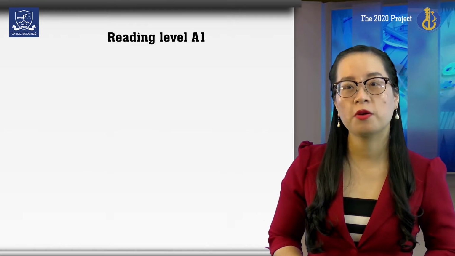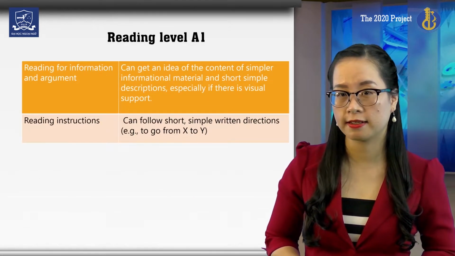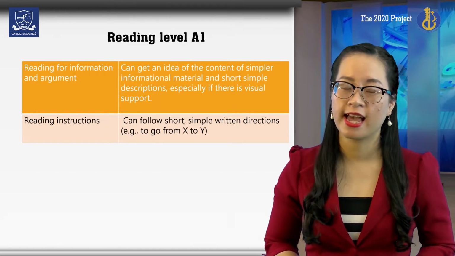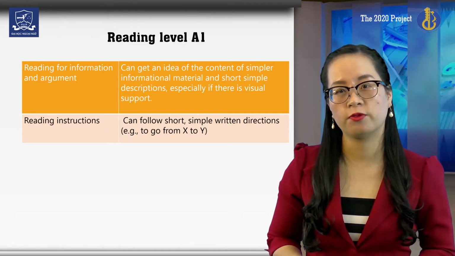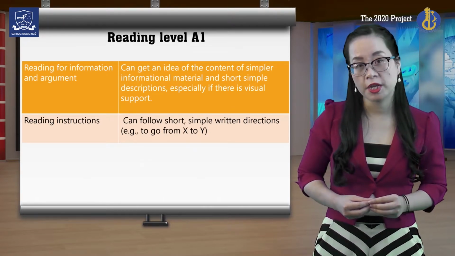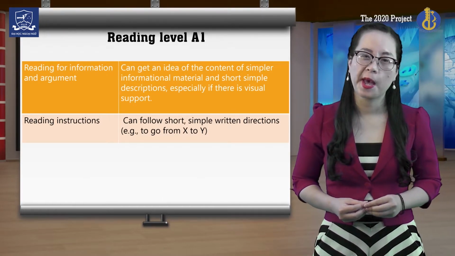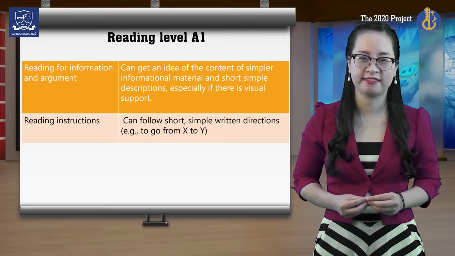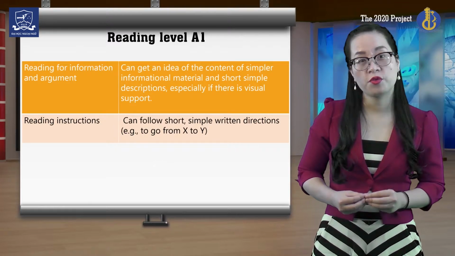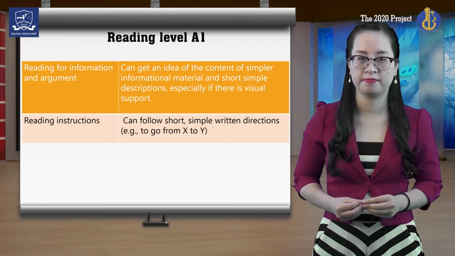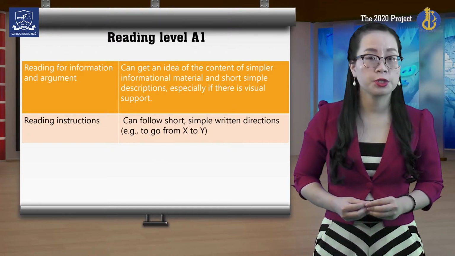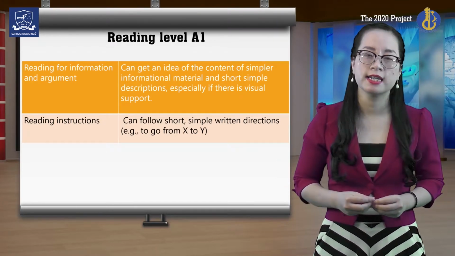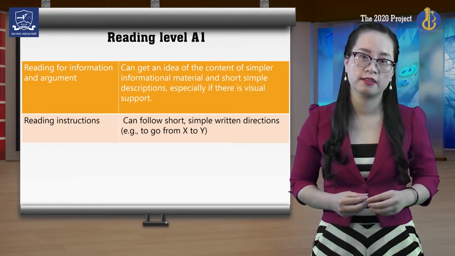Alright, talking about reading for information and argument, students can recognize names, words, and phrases, and sometimes simple sentences or descriptions if there are pictures. For example, basketball players are tall, or this man is fat. The final subskill for reading is reading instructions. At A1 level, students can follow simple directions to go from one place to another, such as keep left, turn right, or go straight.